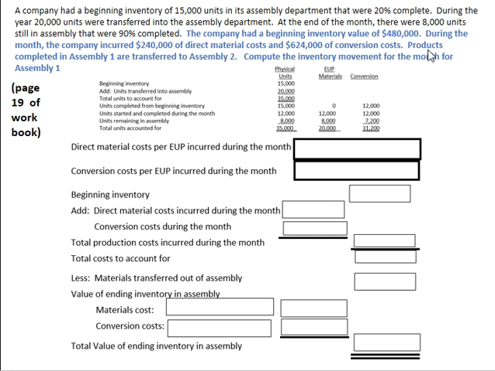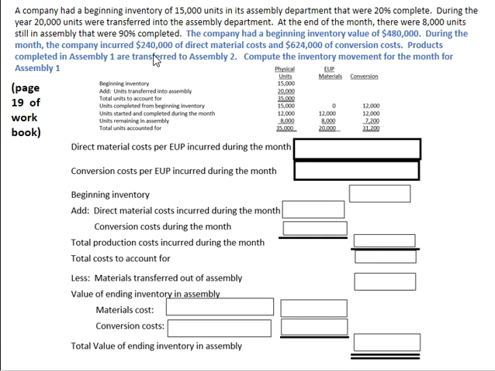Okay, what we learn is products that are completed in assembly 1, which we just have here, are transferred then to assembly 2. So now it asks us to compute the inventory movement for the month of assembly 1. And what that means is the dollar amount of the inventory movement. So here's how we go about doing it. And again, it's a process. The first thing we want to do is find out what is our direct material cost per equivalent unit production that we incurred during the month.